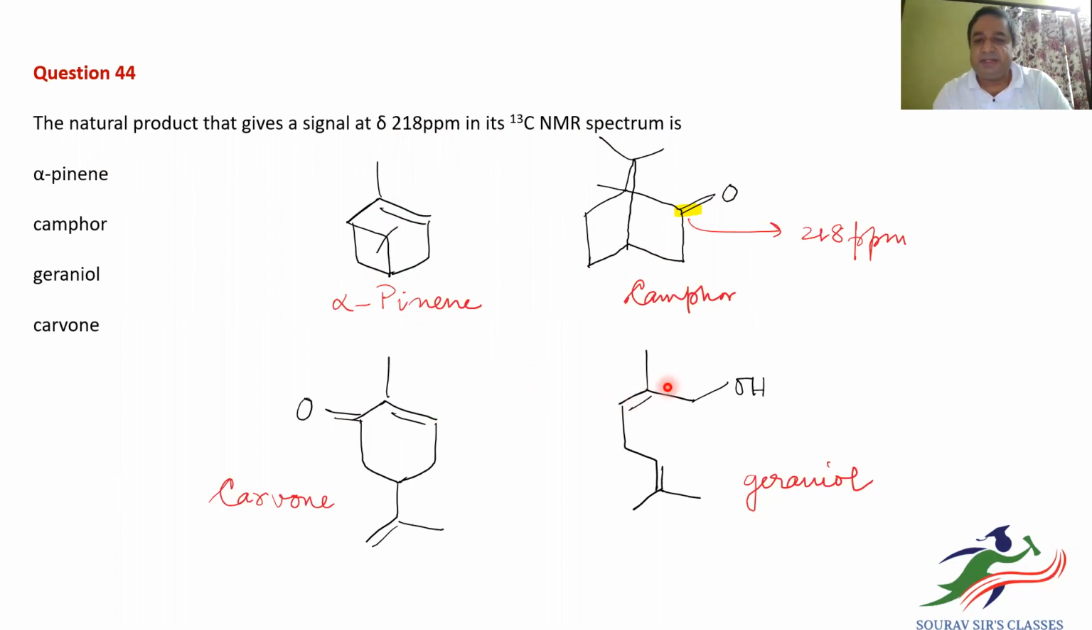Here we have geraniol, which has unsaturated bonds, so it is only C double bond O and not having conjugation with the alpha beta unsaturated system. Only then will it have around 118 or 120 ppm. So the point to remember here is that when carbonyl groups are not conjugated with a double bond or a triple bond, only then will it have the 13C value at around 118 to 120. So our answer over here will be camphor.